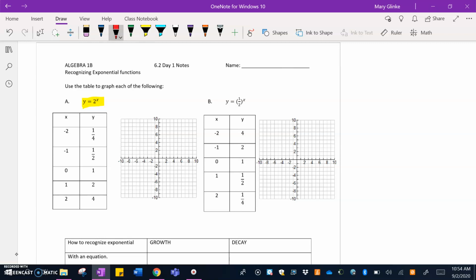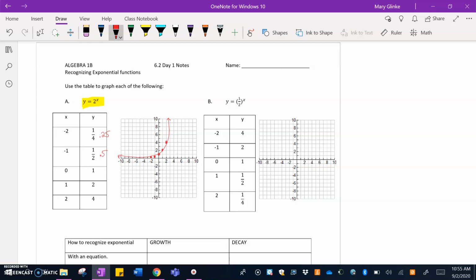If we're going to go ahead and graph this, we have negative 2 comma 1/4, which is like 0.25. If you like the decimal form better, you can do that. Negative 1 comma 1/2 or 0.5, 0 comma 1, 1 comma 2, and 2 comma 4. When we connect those, we can see the graph of the exponential function y equals 2 to the x.